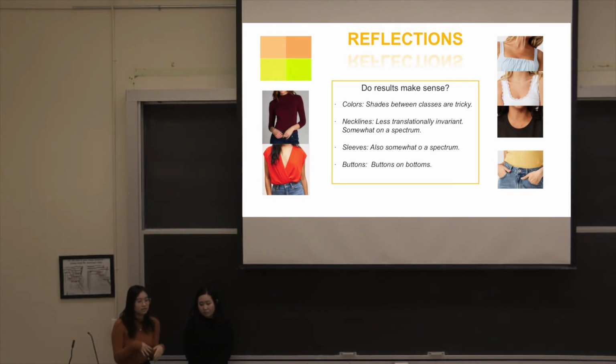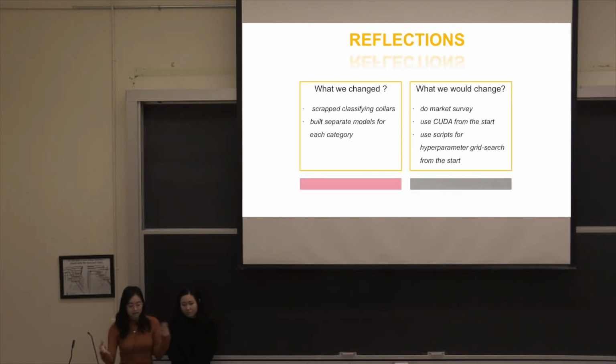And in terms of the buttons, when we were looking at why we got so many false positives, we found that there were a lot of buttons on other aspects of the image. So for example, if the image had a pair of pants that had buttons, we also somehow ended up classifying those as well. And then in general, a reflection on the whole project.